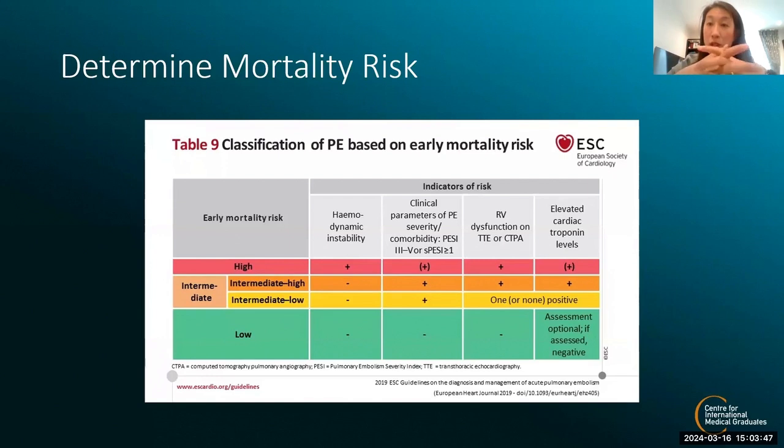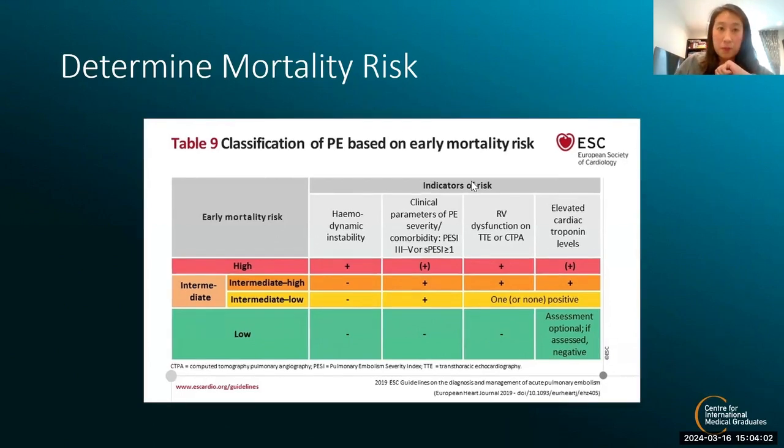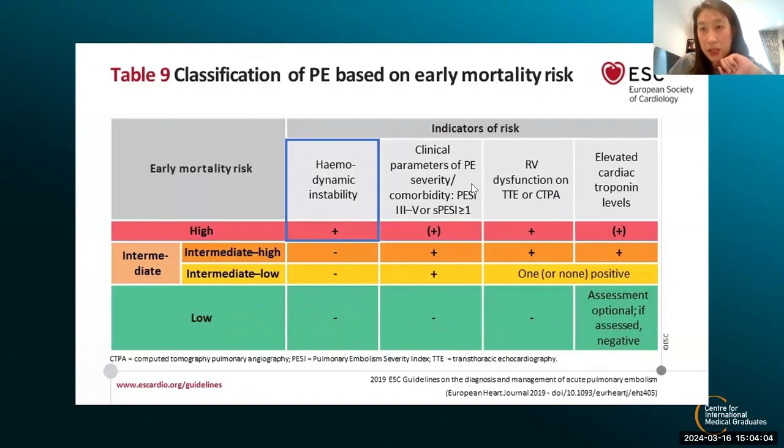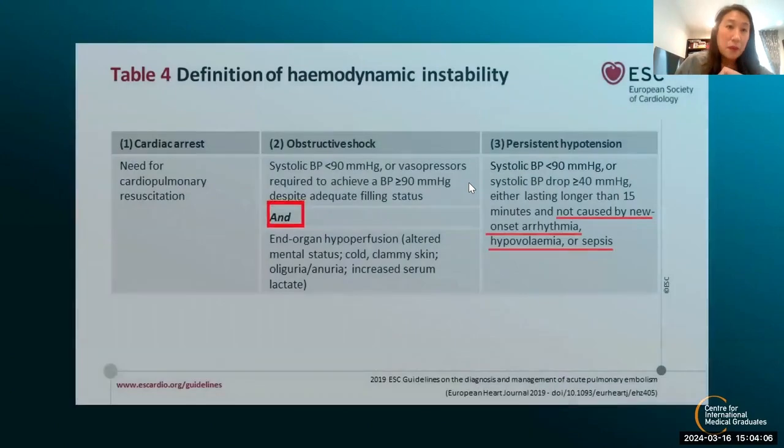And how we do that, we look at 4 indicators of risk, which is the top row that you see there. Hemodynamic instability, the PESI score, whether they have right ventricular dysfunction on an echo or signs on CTPA, and elevated troponin levels. So the first, hemodynamic instability. Let's talk about the definition of that.